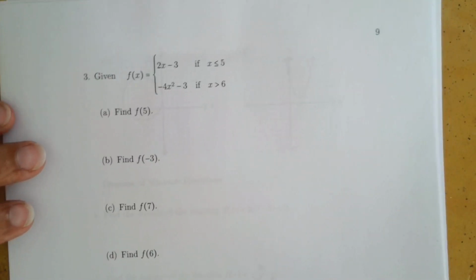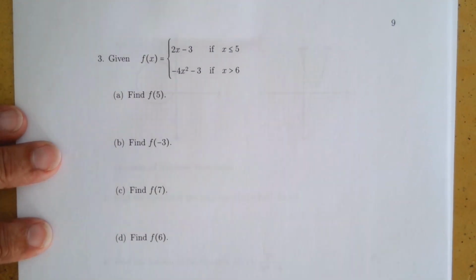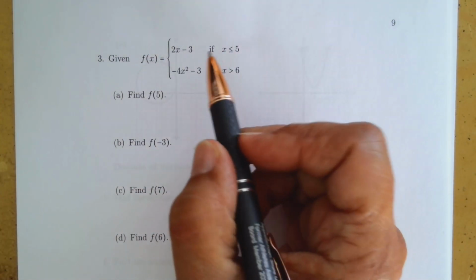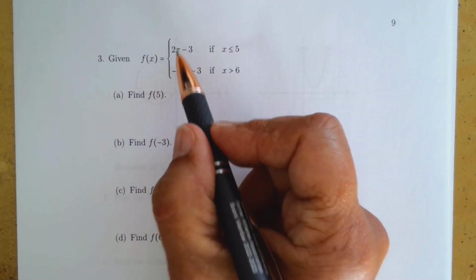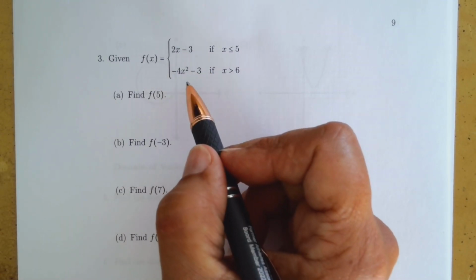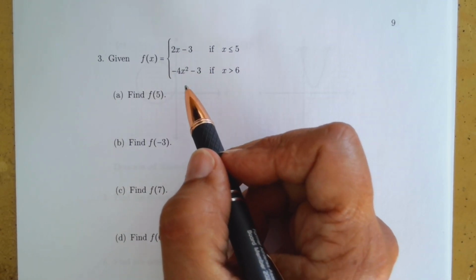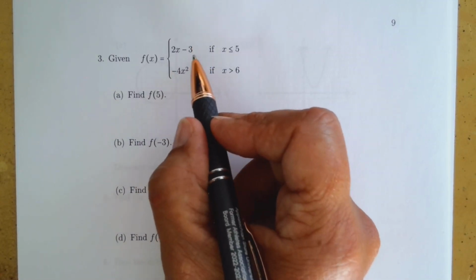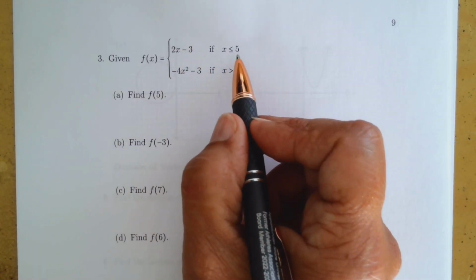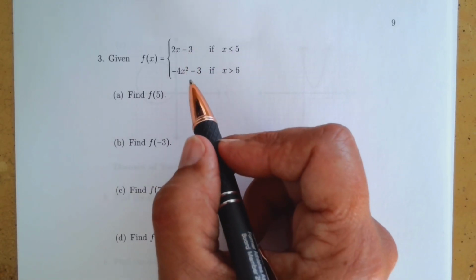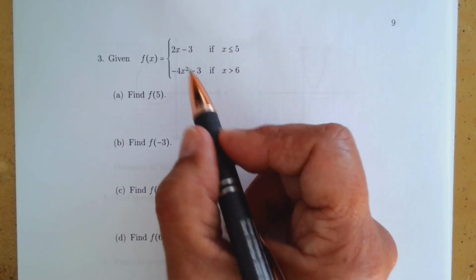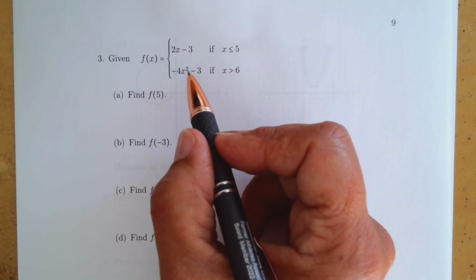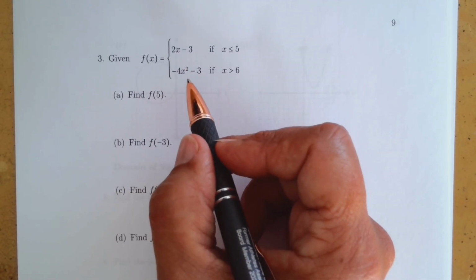This looks a little different. Hopefully you remember what these kinds of functions are called. When you're given a function and you're given more than one expression, then these are called piecewise functions. We're going to use different functions based on what x is. So we're piecing different functions together. So that's where it gets its name, piecewise.